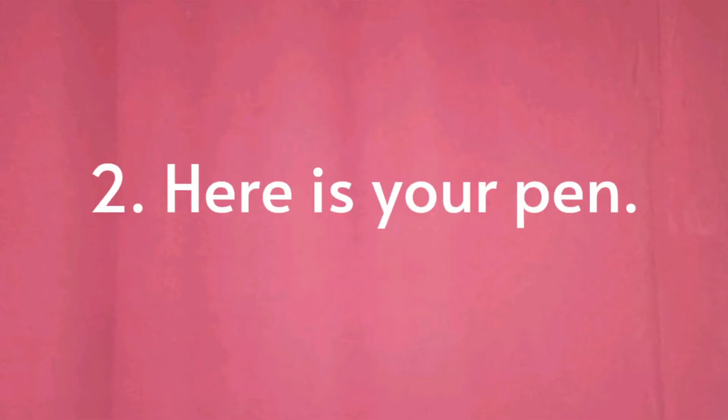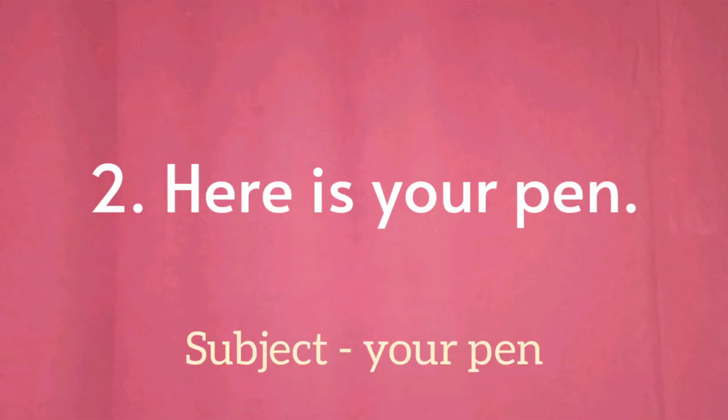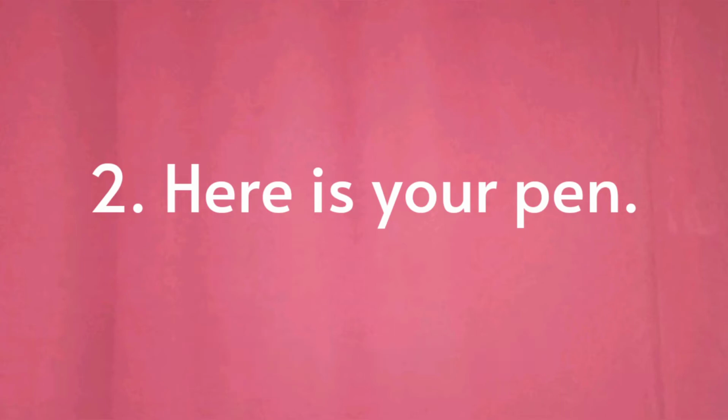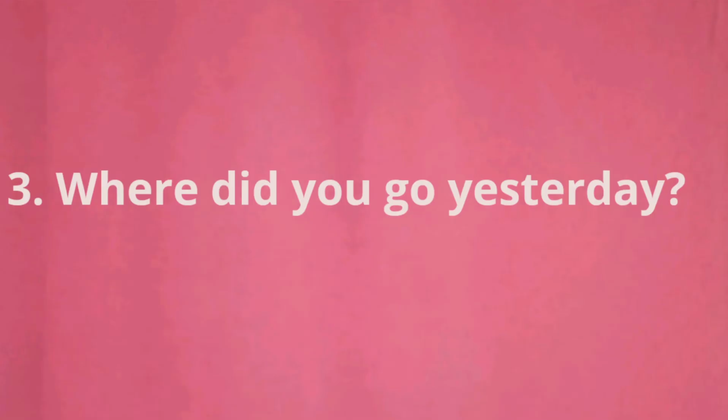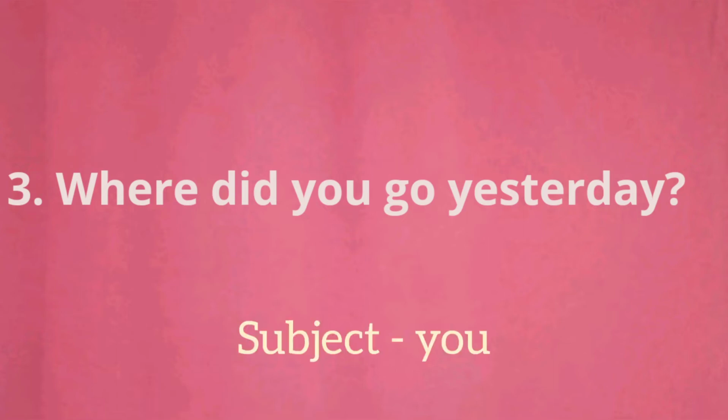Here is your pen. Your pen is the subject in this sentence. It comes at the end. While offering something to somebody, we say these kinds of sentences. Where did you go yesterday? This is a question. You is the subject of the sentence. In questions, the subjects do not come in the beginning.